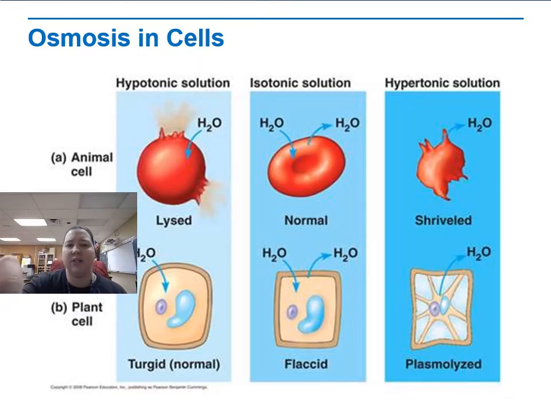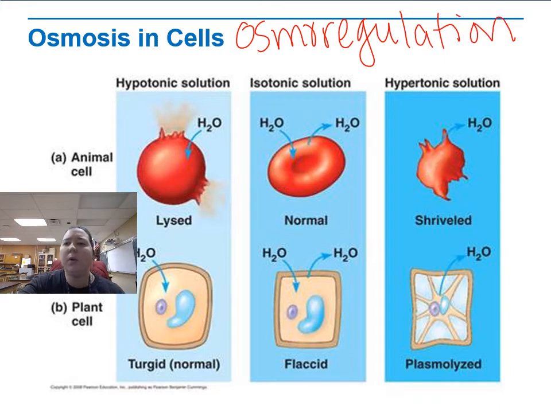Osmotic regulation, or osmoregulation, is really important for cells. This is why you need to stay hydrated. But if you are too hydrated, this could be a problem. And if you're dehydrated, this could also be a problem. There are three types of solutions when we talk about osmoregulation: hypotonic, isotonic, and hypertonic.